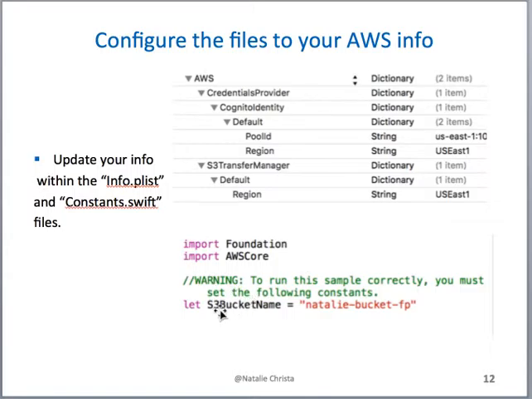So for example, I had called my S3 bucket name Natalie-bucket-fp. So this is where I had to update the information that was within the constants.swift file. And within the info.plist file, I had to use the pool ID that we got earlier, and then also the region that I was working in, which was US East 1.